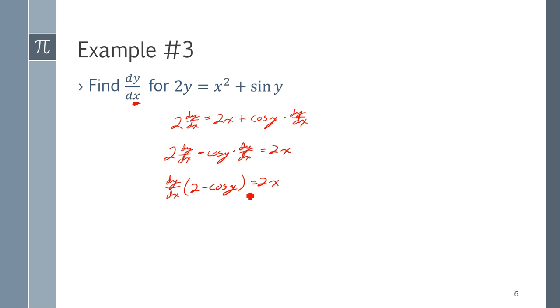And now I can divide both sides by 2 minus cosine of y. And I get that dy/dx is equal to 2x divided by 2 minus cosine of y. And there is our derivative. I really like this topic. It makes these so much easier for us.